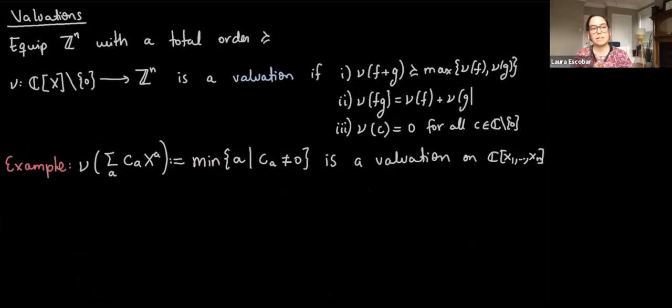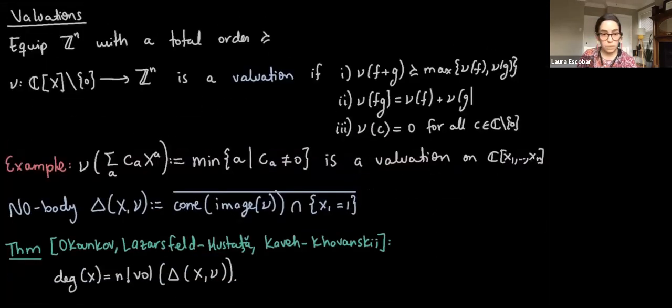So you can imagine that Newton-Okounkov bodies and this whole theory of evaluations that I will tell you about are like an extension of that. And so using evaluations, defining what a Newton-Okounkov body is very straightforward. The Newton-Okounkov body associated to X and your evaluation is just, you take the image of your evaluation, you take the cone over that image, you intersect it with a hyperplane x1 equals 1, and you close that.